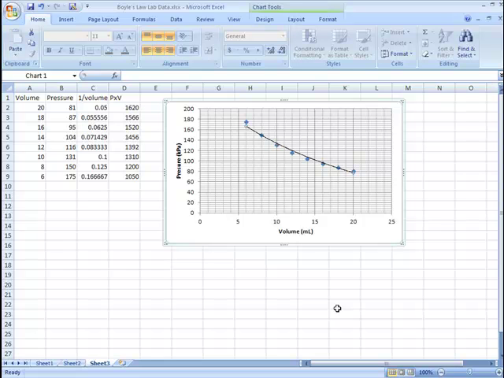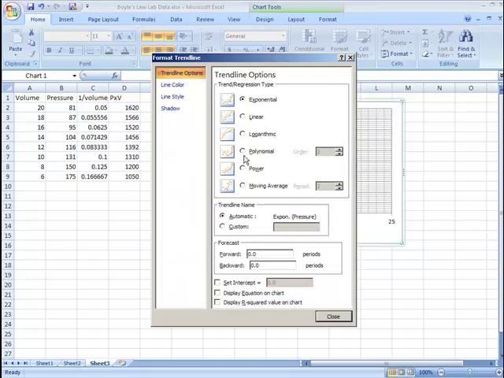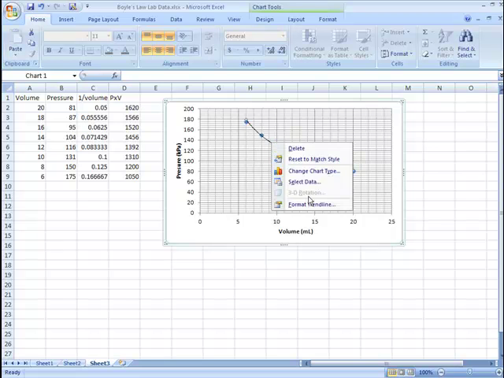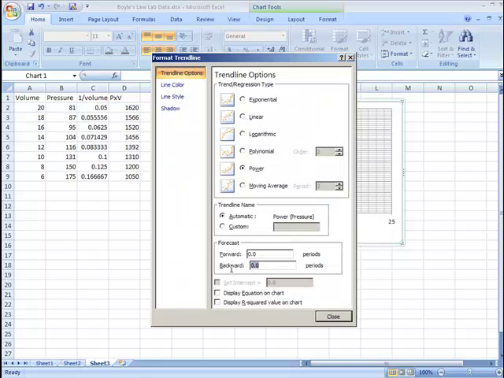Looks okay, not great. Select another one, maybe it's a polynomial or power series. See if it's a power series. That's pretty good, not bad. Not perfect, but now the cool thing is, let's see if we can take this power series and extend it backwards. 5 units.